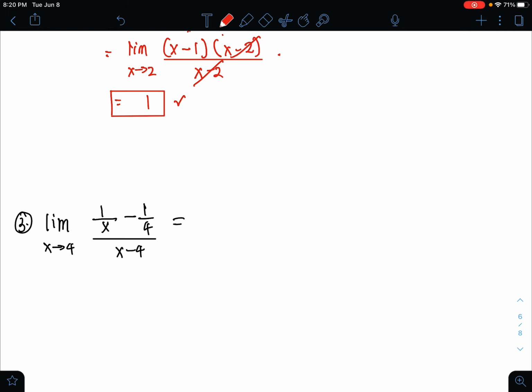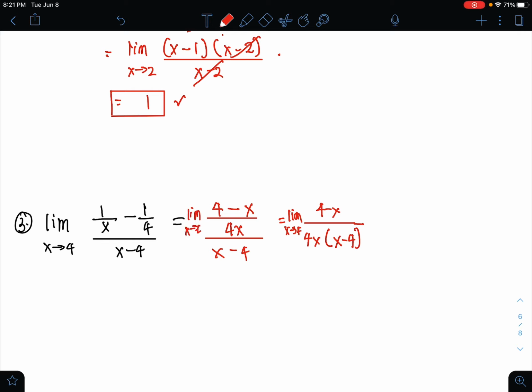Okay, let's have a moderate example. Is this moderate? Or still easy? So, at a medium level of difficulty. This one, I think it's still easy, no? 4x. So this one is 4, then this one is minus x all over x minus 4. So we can rewrite that one as 4 minus x all over 4x times x minus 4. Limit as x approaches 4.